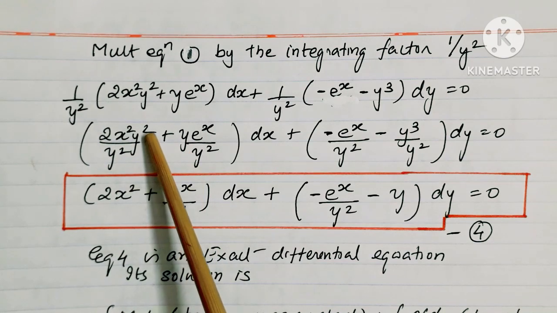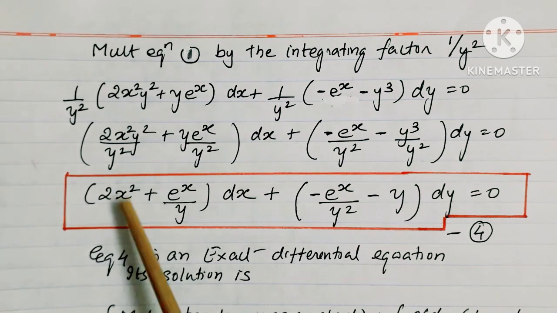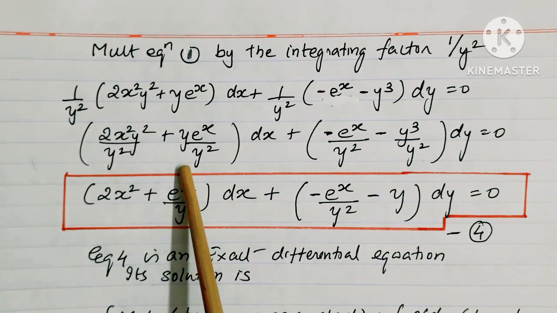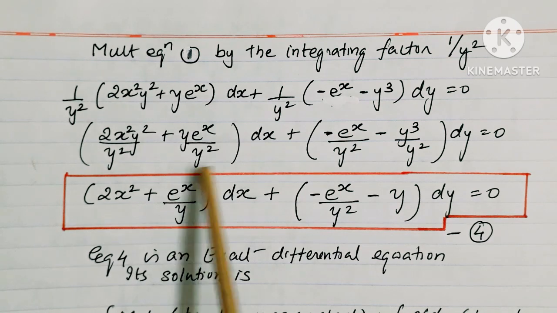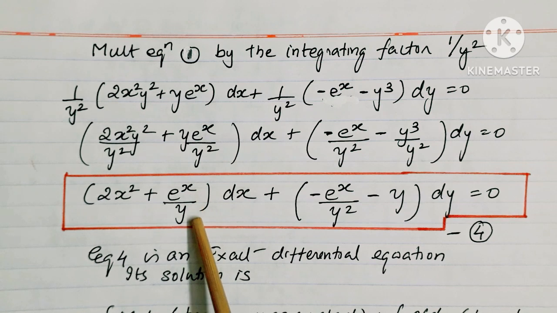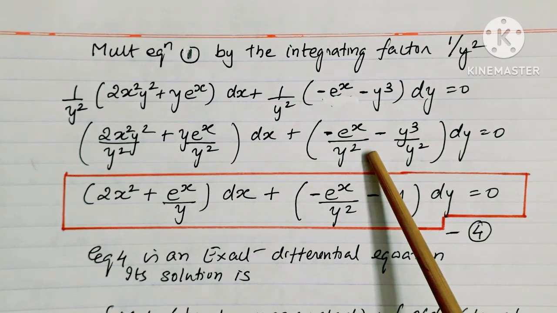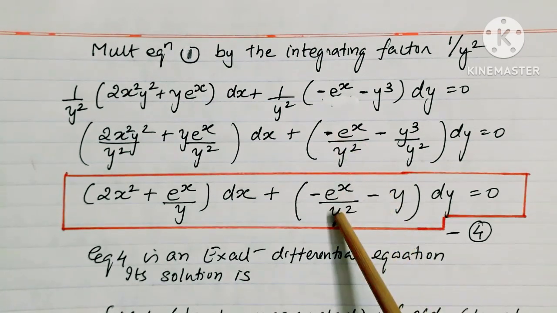Now, the y square in the numerator and denominator cancels out each other. So, we get 2x square plus, here the y would cancel out each other in the numerator and the denominator. So, we would get plus e raised to x upon y dx plus, now in this term there is no common factor to cancel out. So, we will have to write this term as it is.